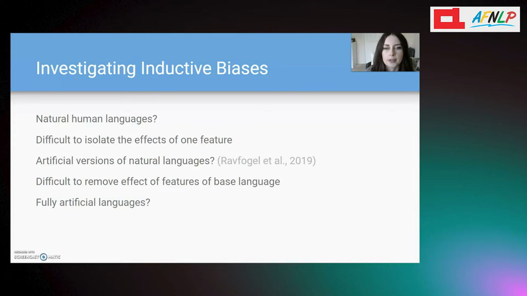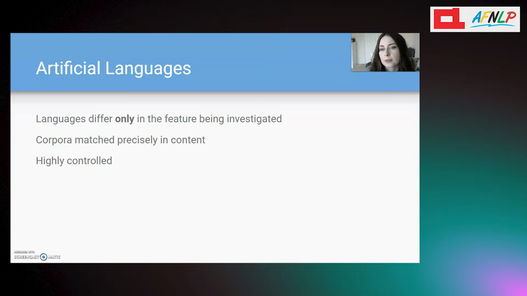So both of these are approaches that have a part to play in investigating the inductive biases of language models. Especially there's a trade-off between using the most natural and realistic language possible and experimental control. So in this work we decided to go for fully artificial languages, which maximizes the control that we have over the experiments. So using artificial languages, we can make sure that the languages we are investigating differ only in the thing we're investigating and not in any other way. We can also make sure that our corpora are perfectly matched. The sentences in the corpora differ only by word ordering and nothing else, for example. So this approach allows for a really high degree of experimental control, which allows us to make stronger claims about how the features that we're investigating affect language model performance.